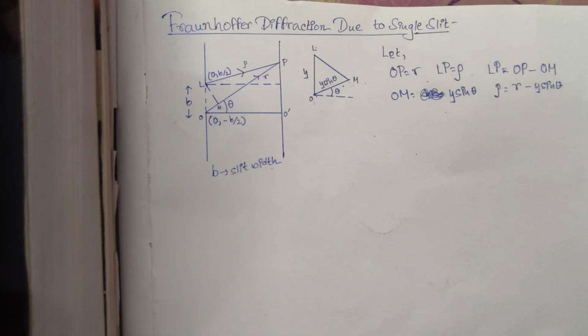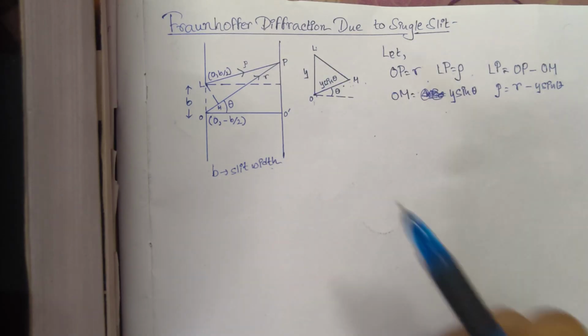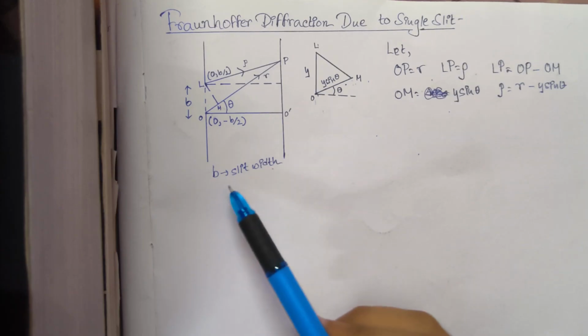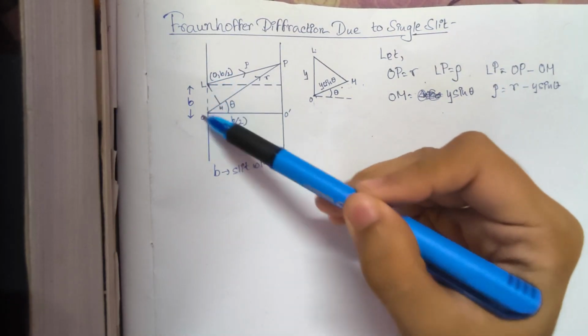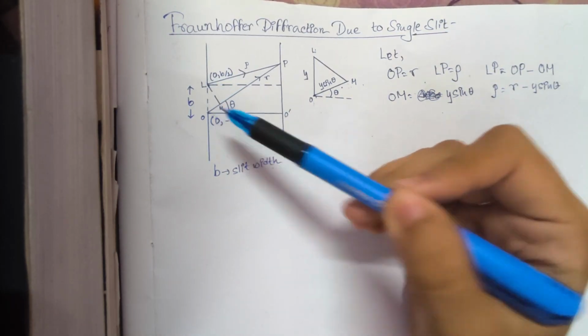Now we are going to study Fraunhofer diffraction due to a single slit. To understand this concept, we must know what a single slit is. A slit is a rectangular aperture whose length is large as compared to its breadth. The width of the slit should be at least comparable with the wavelength of light but never less than the wavelength. This is the main concept of a slit width. So, we have taken b as the slit width, that is the distance OL.